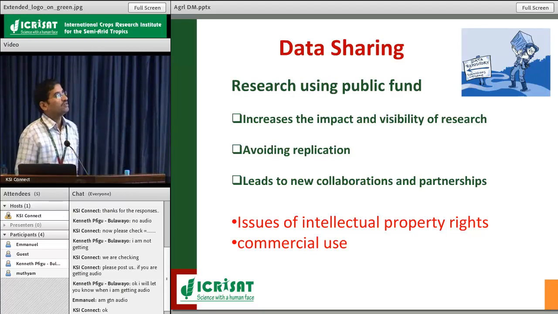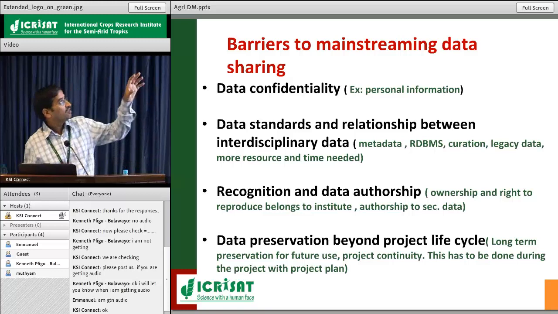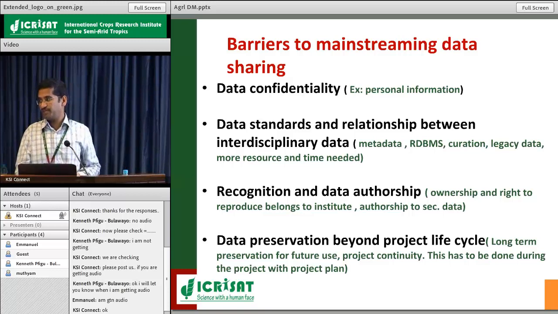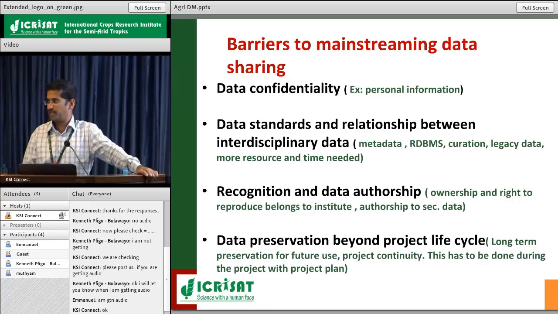But while we talk about data sharing, there are certain challenges and barriers to mainstreaming it. These are the four main points which I feel make data sharing a complex matter. First, data confidentiality. As we discussed, personal information should not be with the data.